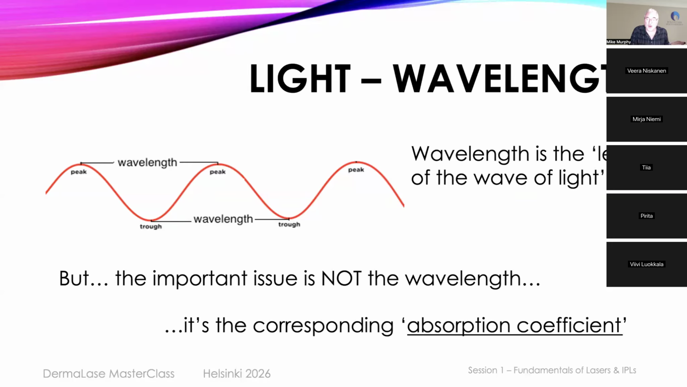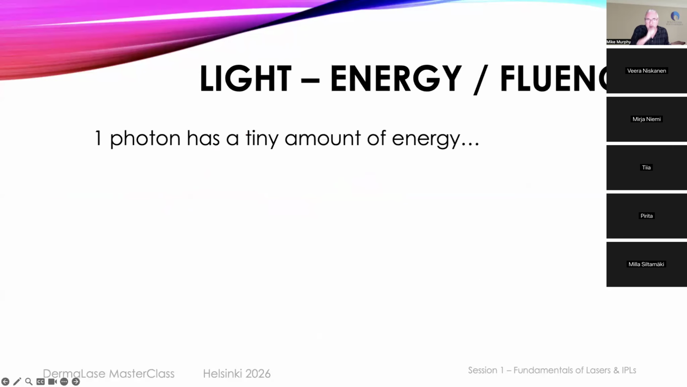Okay, so the absorption coefficient is the thing that we really are interested in. The wavelength is obviously tied to it, but what we want to do is match the wavelength to the highest absorption coefficient in whatever the target is, whether that's melanin or hemoglobin or tissue water or tattoos or whatever. So that's what we're trying to do with our lasers and our IPLs. You maximize that absorption.